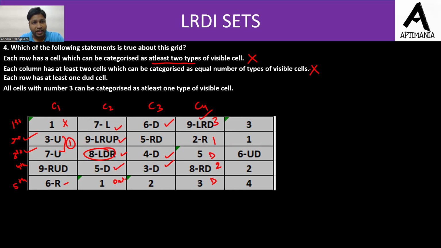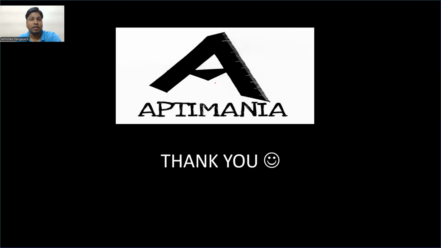Each row has at least 1 Dud cell. So in row 1 we have Dud cells, yes. In row 2 also we have Dud cell. In row 3 also we have dud cell. In row 4 also we have dud cell. In row 5 also we have dud cell. So this is definitely correct. In each row we have at least one dud cell, and that's it.